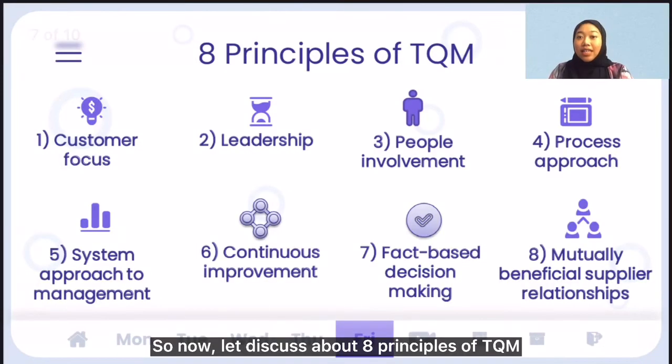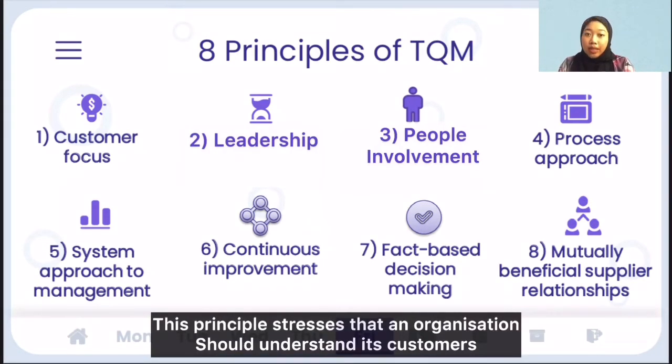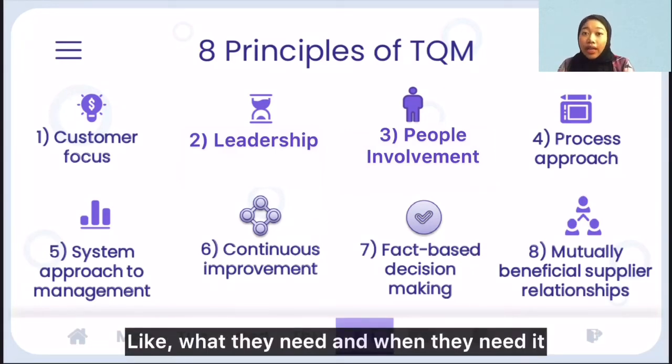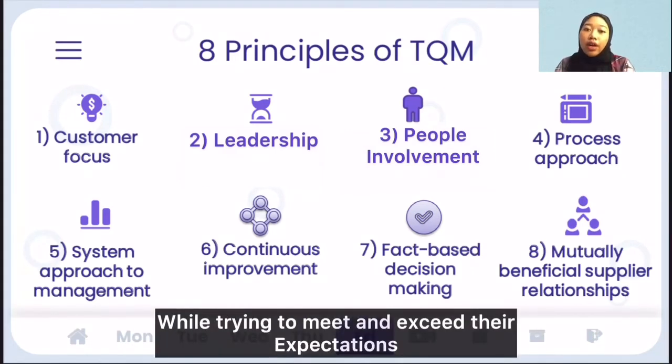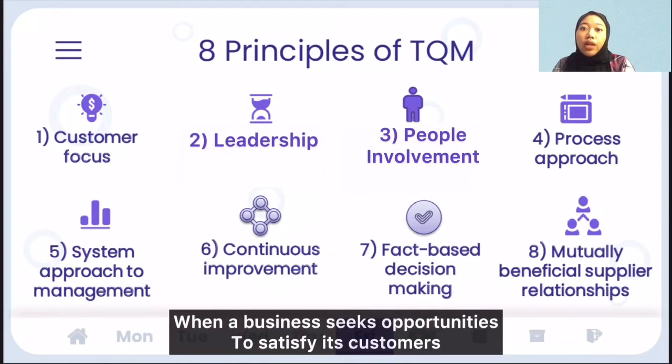So now let's discuss the 8 principles of TQM. So, the first principle of total quality management is customer focus. This principle stresses that an organization should understand its customers, like what they need and when they need it, while trying to meet and exceed their expectations. As such, revenue is increased and waste reduced when a business seeks opportunities to satisfy its customers.